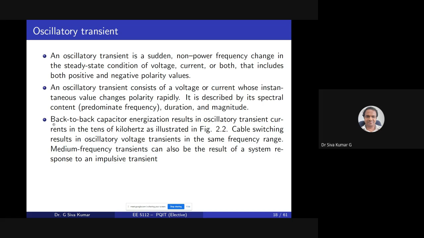The oscillatory transient basically occurs due to back-to-back capacitor energization, which results in oscillatory transient currents on the order of tens of kilohertz. Okay, we'll see the figure also. And then cable switching, where we are energizing the cables. It is not just a distribution system or a transmission system; we need to energize the cables also. In that case also we'll have oscillatory voltage transients.